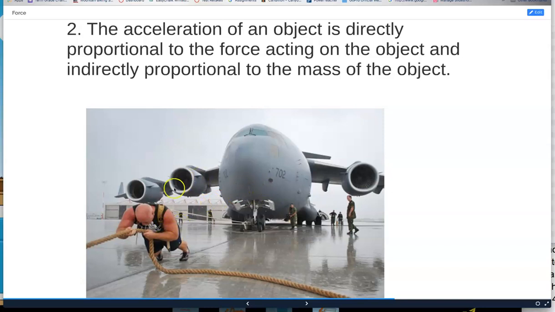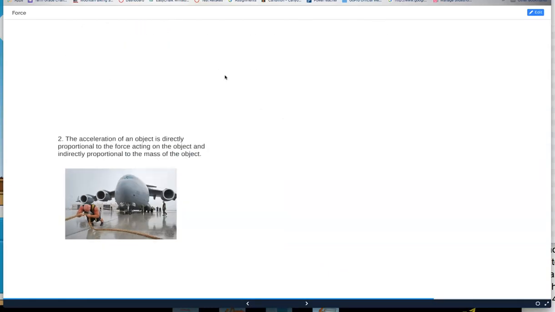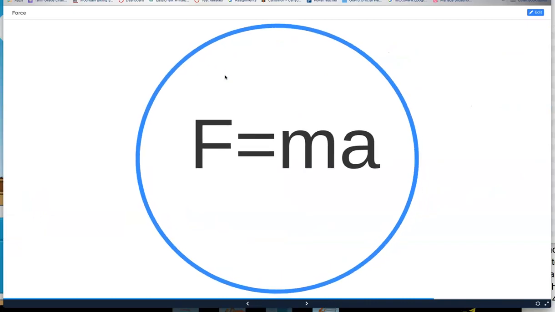He could fly almost immediately, where the jet takes time to get up to some speed because it's got a much lower acceleration because of its mass. Now, we use a formula for this that we usually represent as F equals m times a. Force equals the mass of the object times the acceleration of the object.